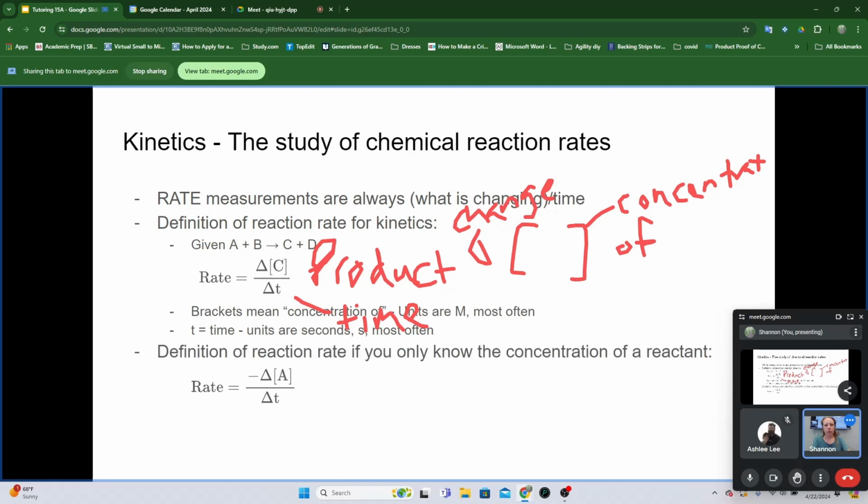Okay, now, if you don't know how the concentration of the product is changing, but you do know how the concentration of the reactant is changing, you can still use this equation, but you just have to modify it. Because let's think about when we're doing a reaction. What happens to the concentration of the reactants over time? Increase or decrease?